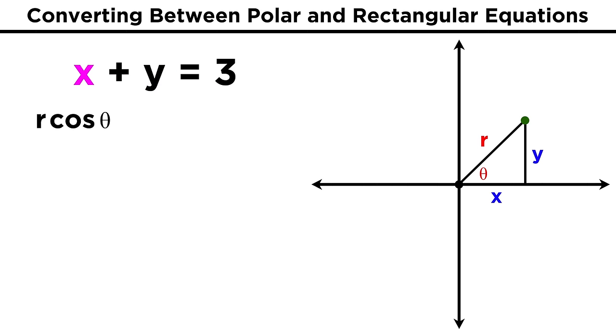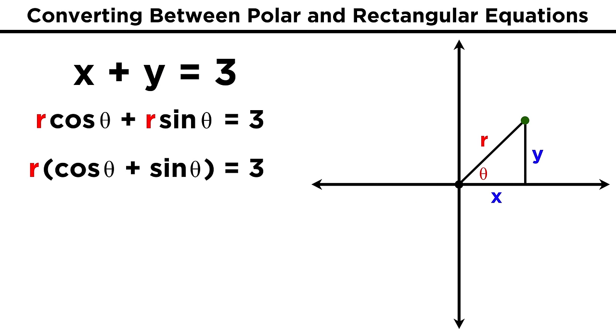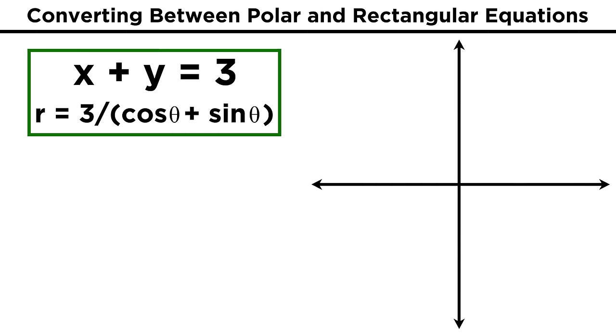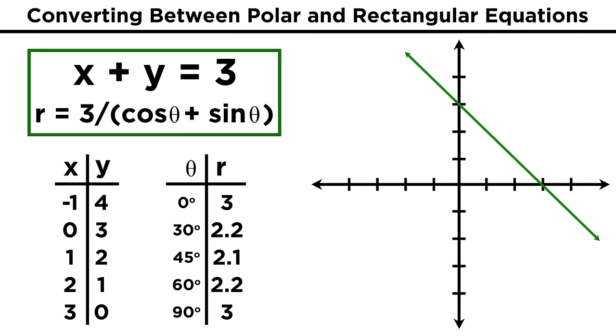So in this equation, let's replace x with r cosine theta and y with r sine theta. We can factor an r out of these terms and then bring this term to the other side, and we get r equals 3 over cosine theta plus sine theta. Now this is the same equation as before, but with r given in terms of theta. We could plug in any theta, get the corresponding r value, and we could plot this graph.